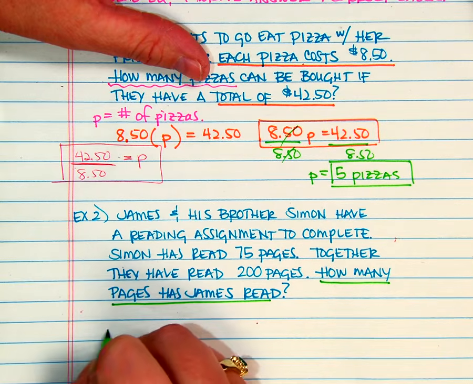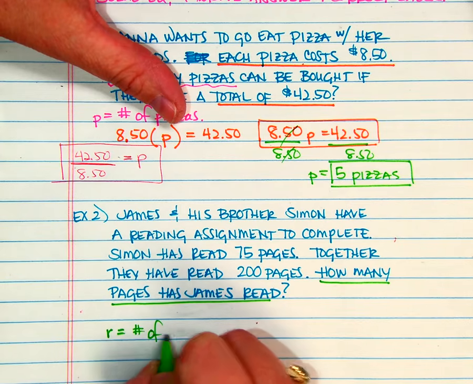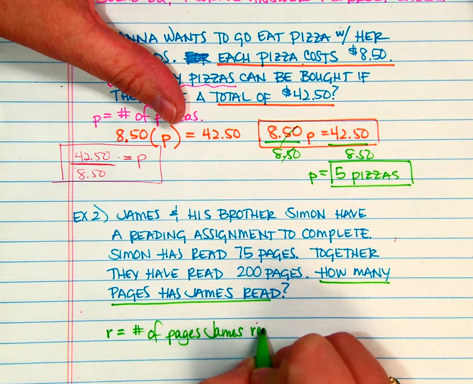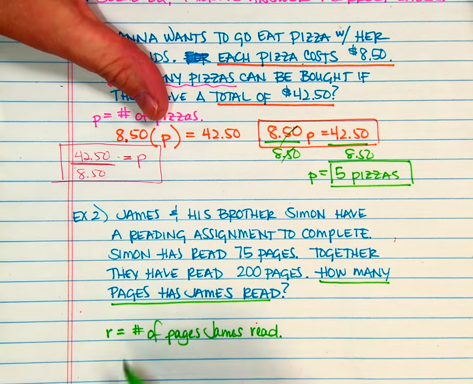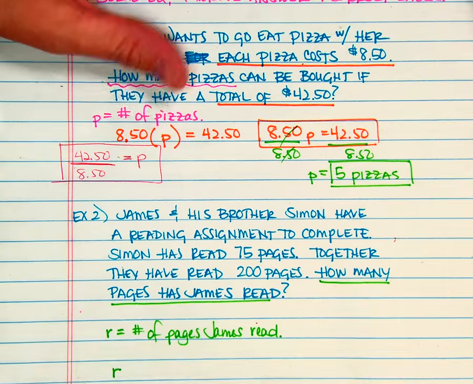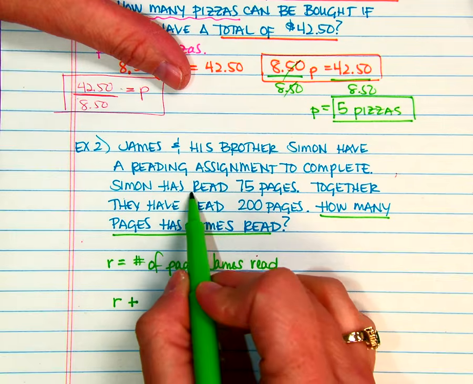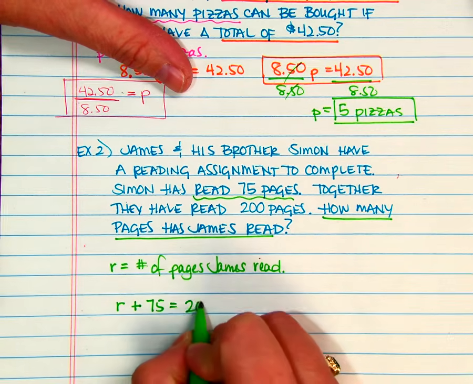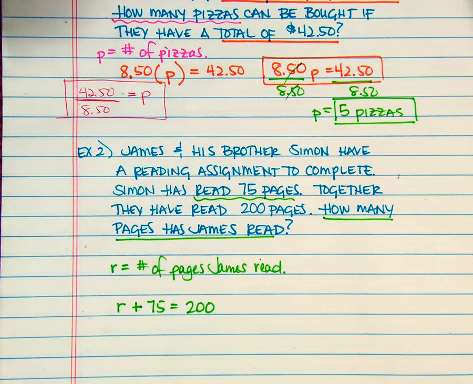So I'm going to do R. You could have used X or whatever. R equals the number of pages James read. So I know that together with James and Simon, they read 200 pages. So I'm thinking that whatever James read, plus whatever Simon read, which it says that he read 75 pages, has to equal the 200 pages. Again, that is just one possible equation.